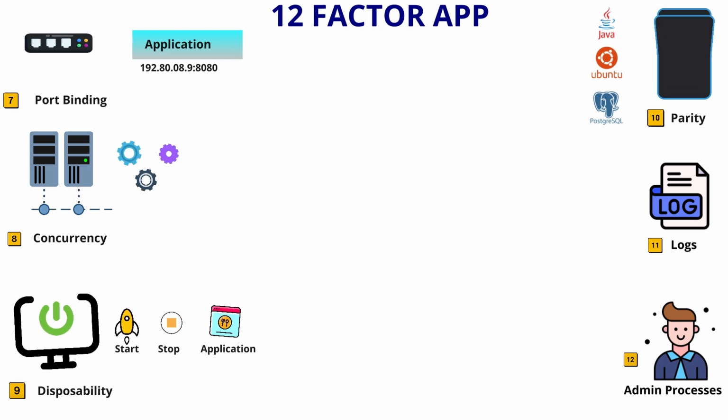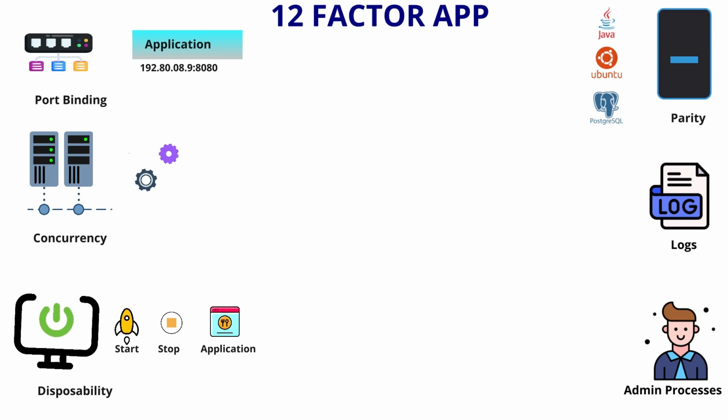The last factor is admin processes. Admin processes are one-off tasks or management commands that you run, like DB migrations, cleanup, and any debugging. So these are 12 factors that can be used with your application and also in microservices. These are the 12 factors.